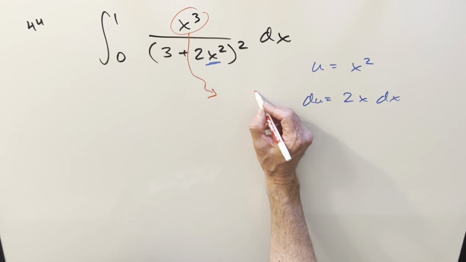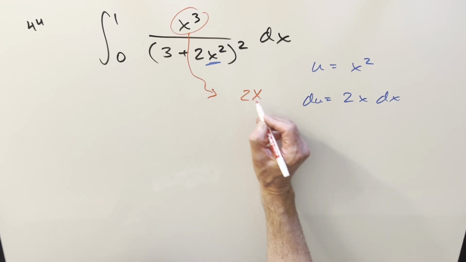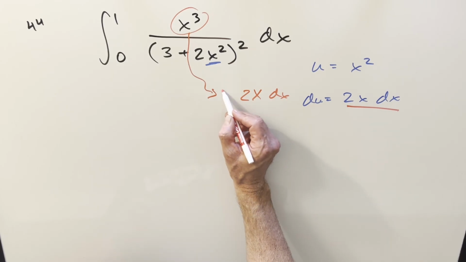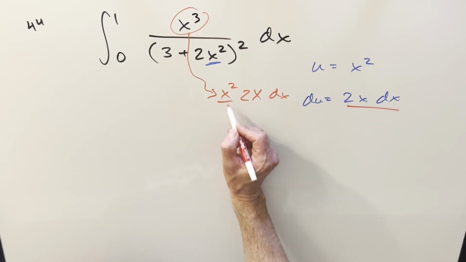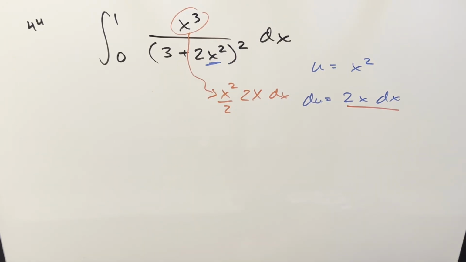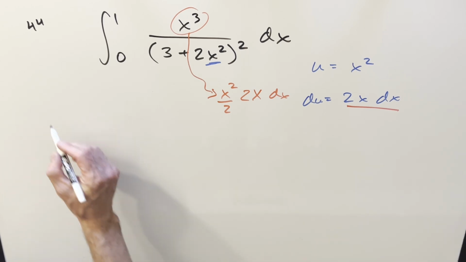Well, I can split that up. For x cubed, I can create a 2x dx to match with this, and so that we're not changing it, we'll do x squared over 2. When you multiply all that out, you still get x cubed. That way the x squared can be this u right here. So we'll go ahead and substitute.